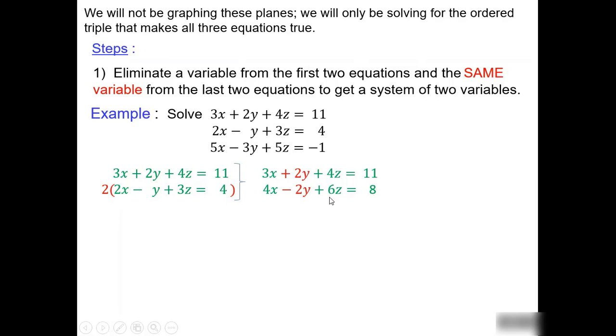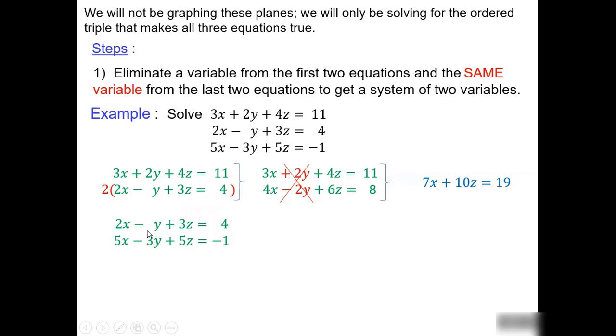And now if we were to combine these terms together, y's cancel out, and we're left with 7x plus 10z equals 19. And just like that, we've reduced it down to two variables. Why don't we do the same thing with the second two equations? If we list 2x minus y plus 3z equals 4, along with the last equation, we want to eliminate y again.